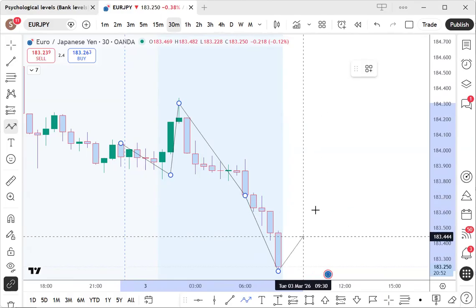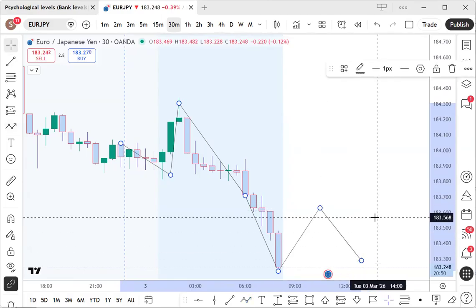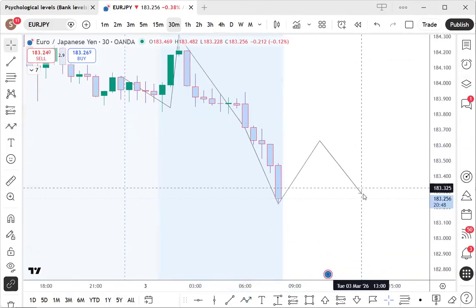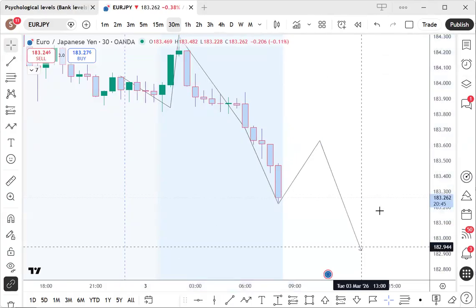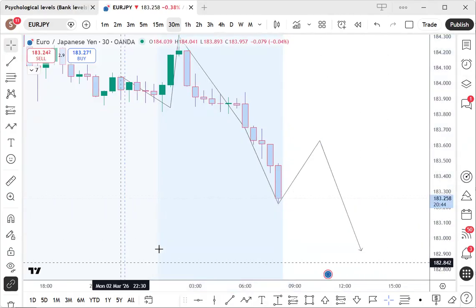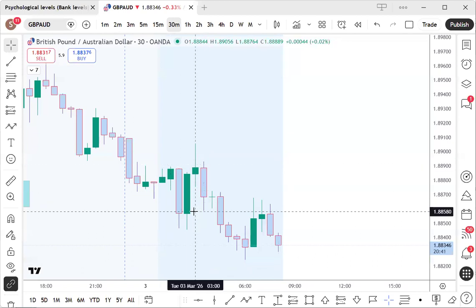So what do we expect? We expect some sort of pullback and then continuation to the downside. Okay, let's put this one down here. Right, so nothing much to do there.